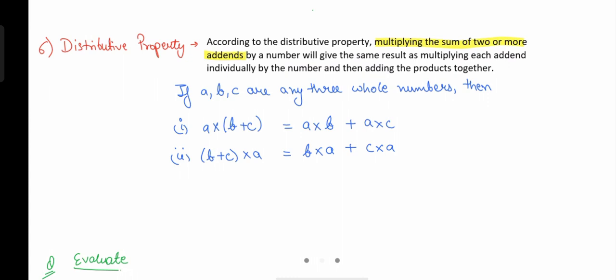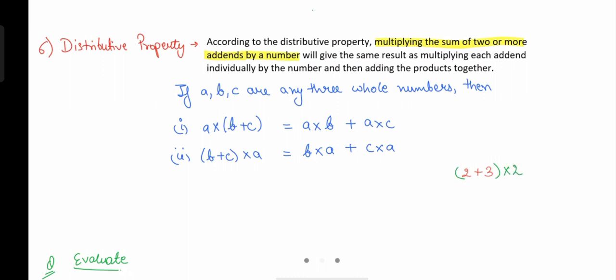So let's say we have any two numbers, 2 and 3. And why I'm adding this, because according to the property we just have to find the sum of the two addends. So we have just added up two numbers. Okay, now we are going to multiply the sum of the addends over here by a number. Let's say we are going to multiply it with 2.